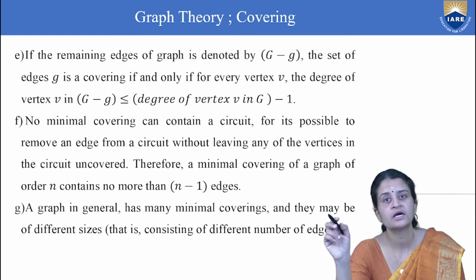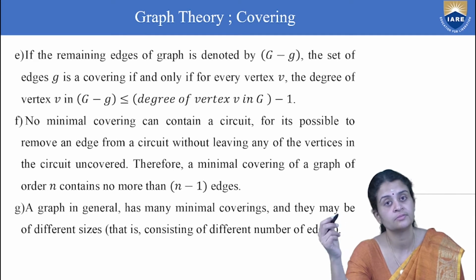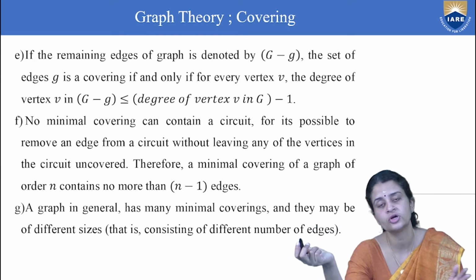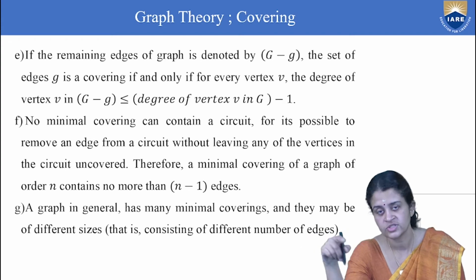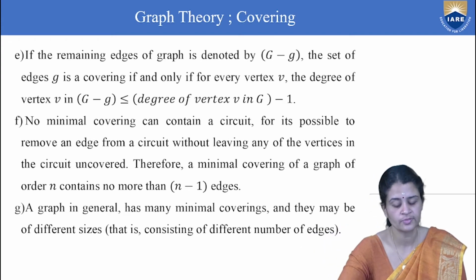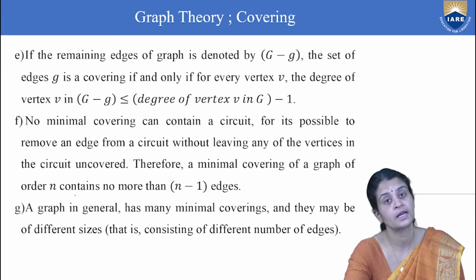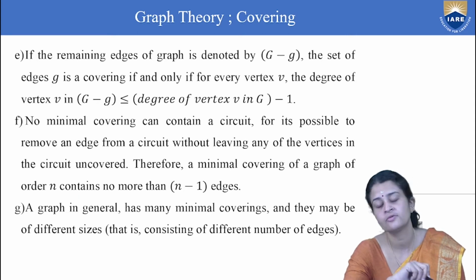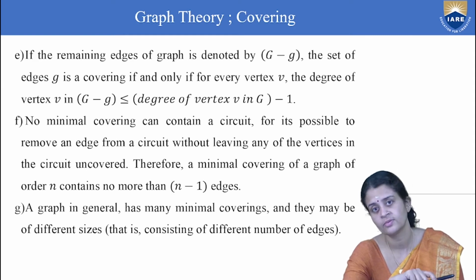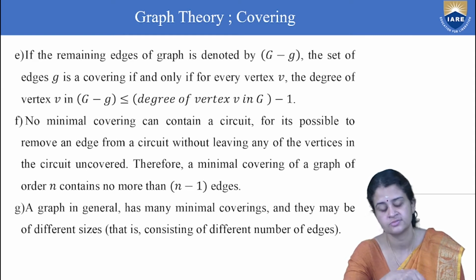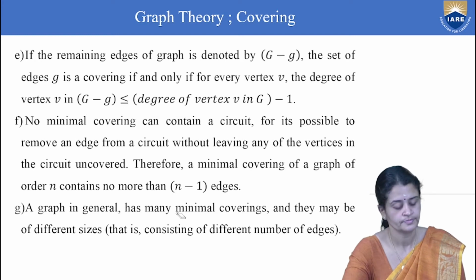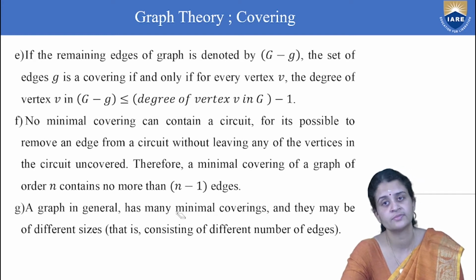So a minimal covering of a graph of order n should not contain any circuit. And therefore, the minimal covering of a graph of order n can contain no more than n minus 1 edges, because we know that a graph without a circuit on n vertices has a maximum of n minus 1 edges. A graph in general has many minimal coverings, and they may be of different sizes.